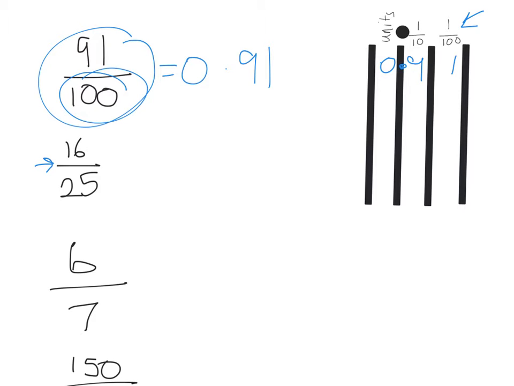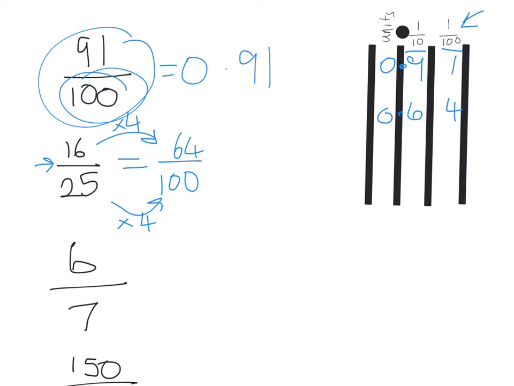Okay, let's look at this second one, 16/25. Now, I like the denominators being 10 or 100, and I can actually quite easily make 25 into 100 by multiplying it. How many 25s go into 100? 4. So I get 64 out of 100, 0.64.